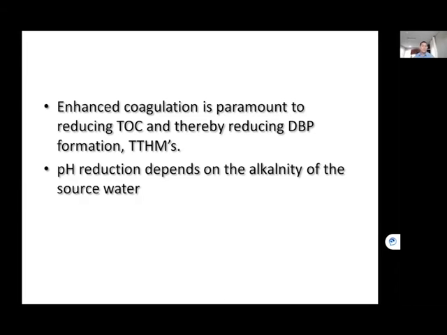pH reduction depends on the alkalinity of the source water. So in enhanced coagulation, we want to reduce the organic content of the water because chlorine, which is the primary disinfectant in mostly all water treatment plants because of that good, strong chlorine residual, interacts with organics to form disinfection byproducts, which will negatively affect the system and is regulated.